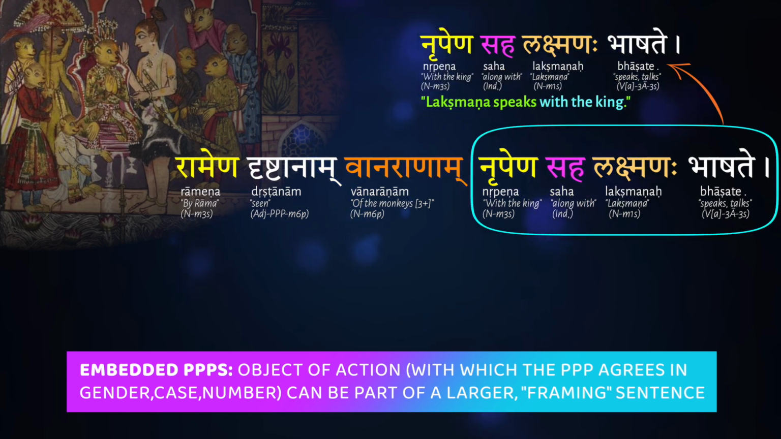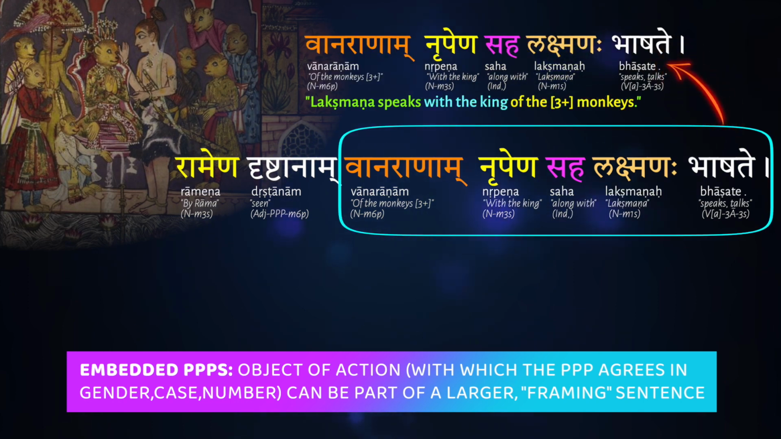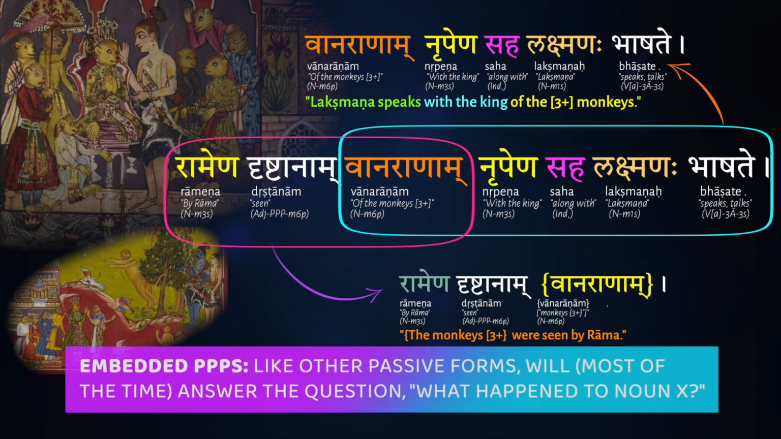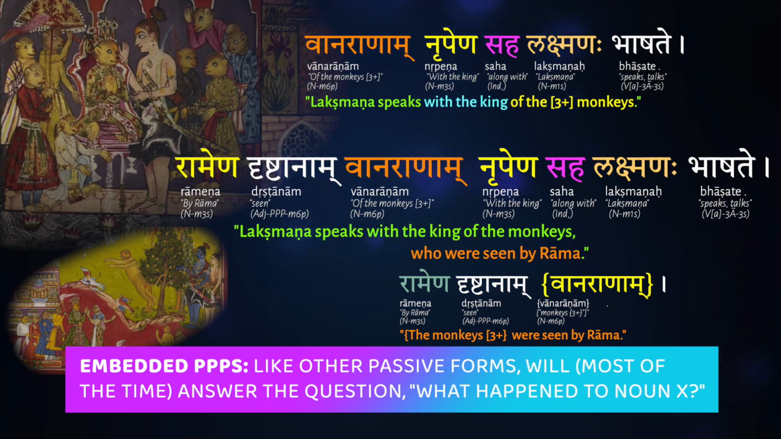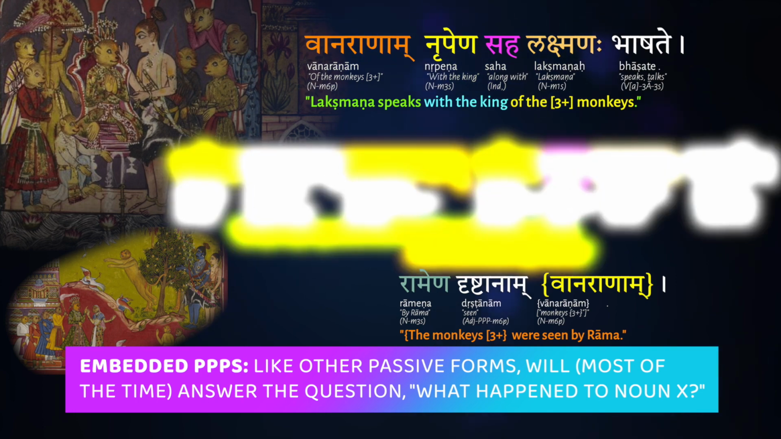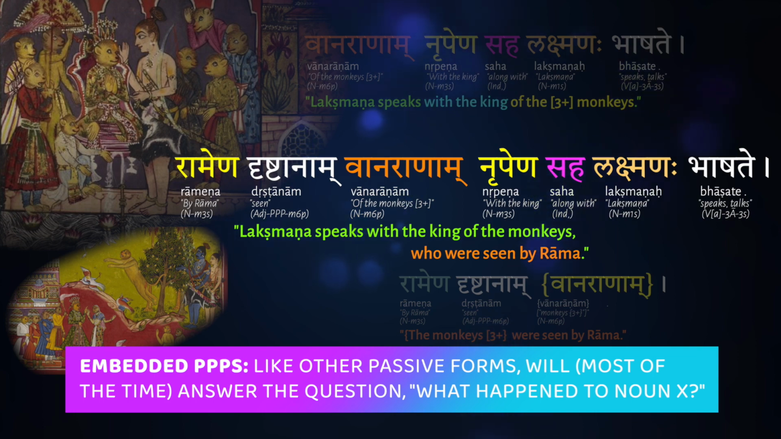Who does he speak with? Nrupena saha. Lakshmana speaks with the king. Who is the king a king of? Vanaranam nrupena, with the king of monkeys. Lakshmana speaks with the king of the monkeys. What had happened to these monkeys? They were seen, they were drishta, right? Drishtanam vanaranam. And who were they seen by? Ramena, by Rama. So we've put all of that information together and we get Lakshmana speaks with the king of the monkeys who were seen by Rama. Ramena drishtanam vanaranam nrupena saha lakshmanaha.